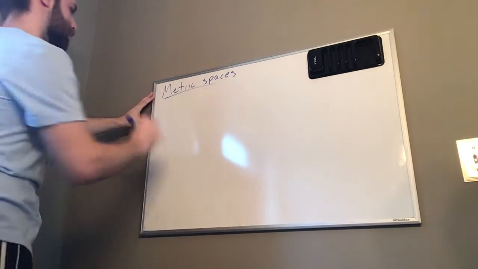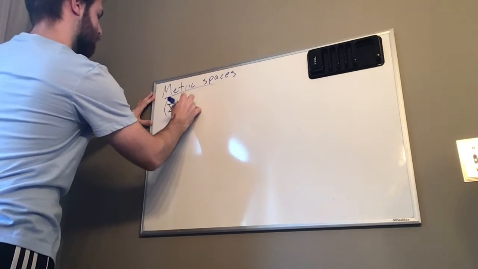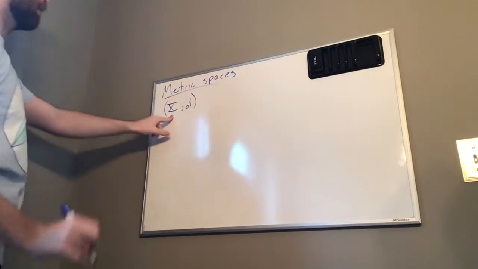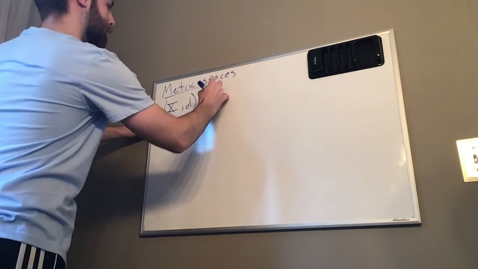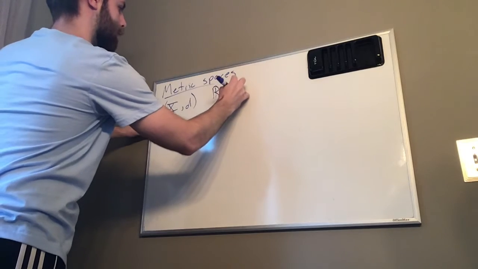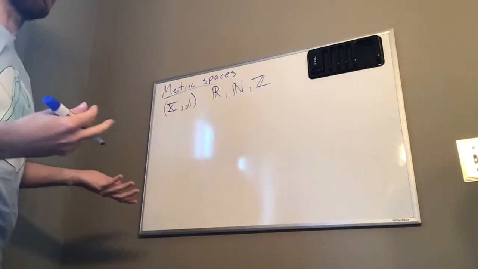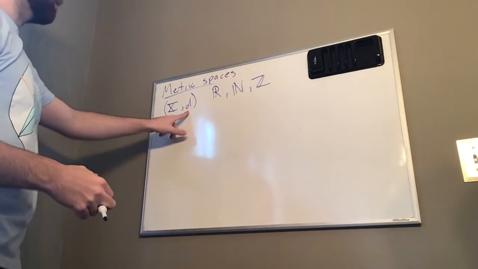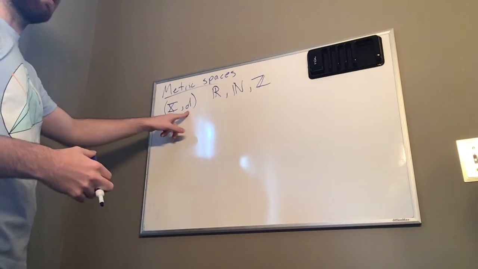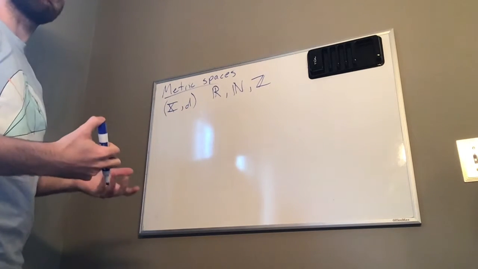Okay, so a metric space is denoted, it's a general metric space, looks like this. The X is your space, so a space could be something like the real numbers, or the natural numbers, or the integers. It's just a set of numbers, and they're well defined. And then this D is your metric. And a metric is a way of defining distance between points.